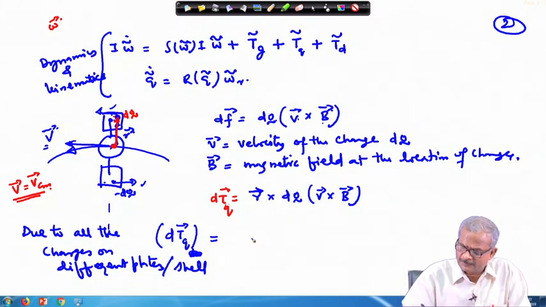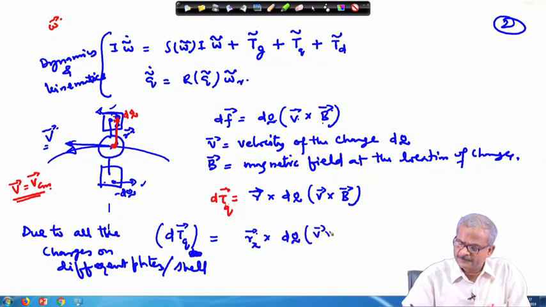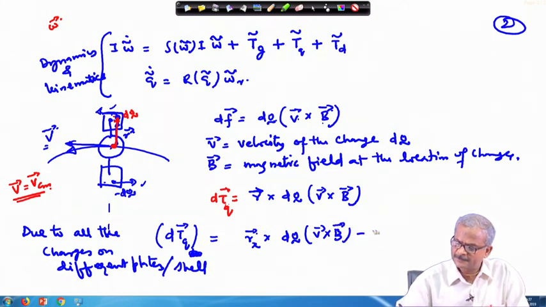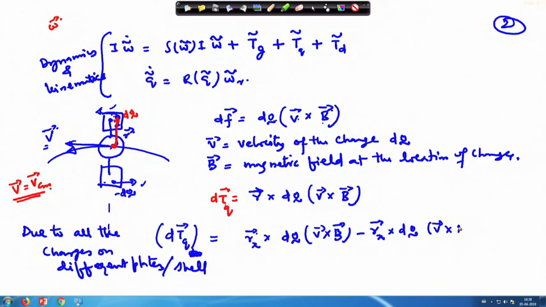So, for them we can assume that, say, one is located in r x direction. So, this will be r x cross d q v cross b. And another one is located here in the minus r x direction. So, minus r x cross d q v cross b, and we have to put a minus sign here in this place to indicate this is the negative charge. Okay. So, therefore, this gets a plus sign.